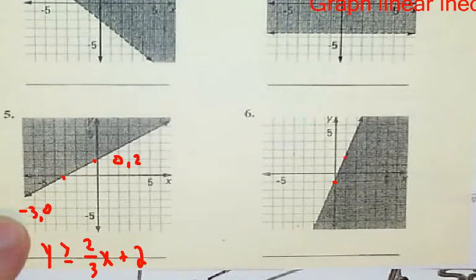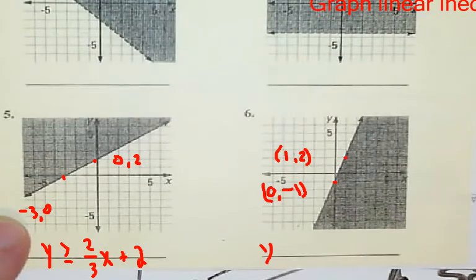Okay, let's do this one. This one looks like 0, -1. That one looks like maybe 1, 2. I'm going to say that's what it is, right? So I've got that point right there, that point right there. I know it's a solid line. And look, the y value is underneath, so that is less than or equal to, because it's a solid line. And now let's find the equation.